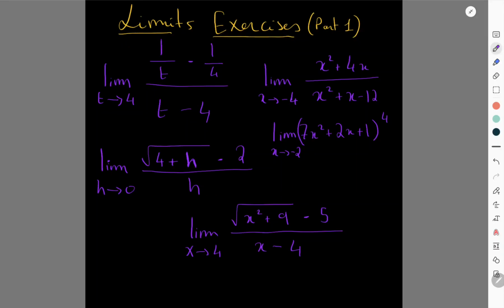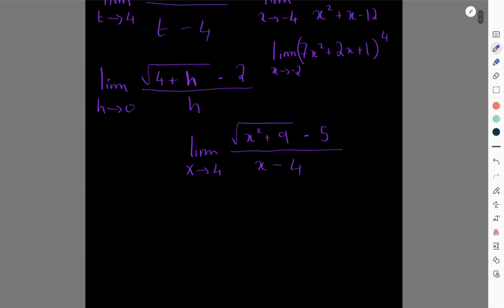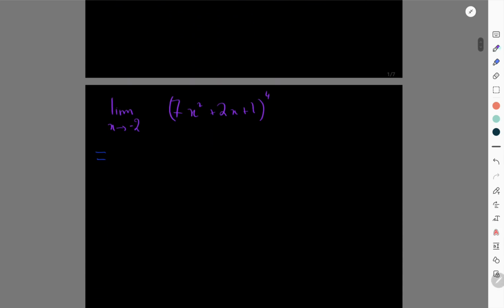Okay, so we'll be doing some limit questions, and these are the 5 examples we'll do right now. We'll tackle these 5 examples, and we'll just start right now. The first one is to evaluate the limit as x approaches minus 2 of 7x squared plus 2x plus 1.